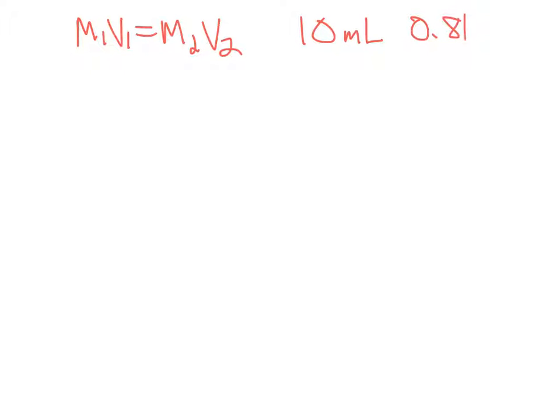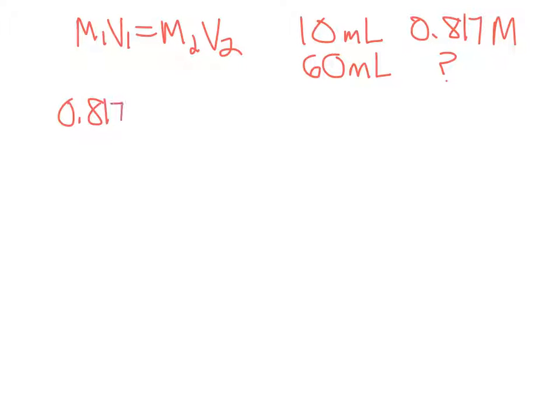Step 2, we are going to use M1V1 equals M2V2, and we're going to make a new solution. We're going to take 10 milliliters of our solution we just created, which is 0.817, and we're going to add it to 50 milliliters. So our new solution is going to have 60 milliliters. And we do not know the molarity of that. So I'll go ahead and call my 10 milliliters, and my original molarity is my M1V1.